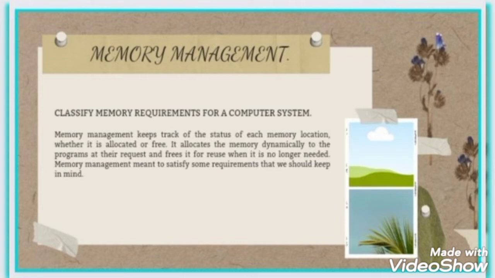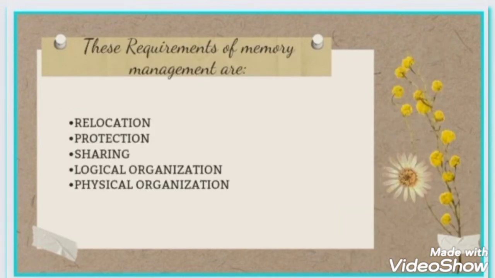Memory management keeps track of the status of each memory location, whether it's allocated or free. It allocates memory dynamically to programs at their request and frees it for reuse when it's no longer needed. Memory management must satisfy some requirements that we should keep in mind. These requirements are relocation, protection, sharing, logical organization, and physical organization.